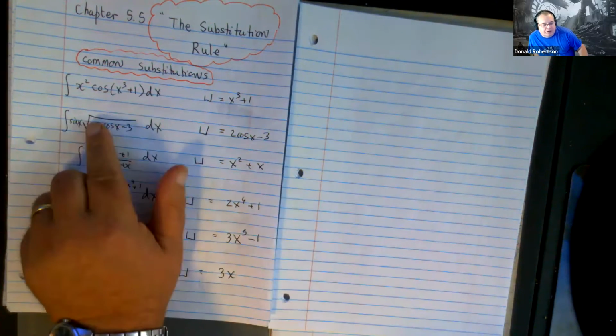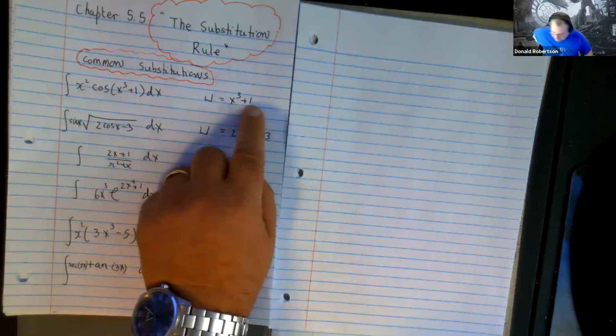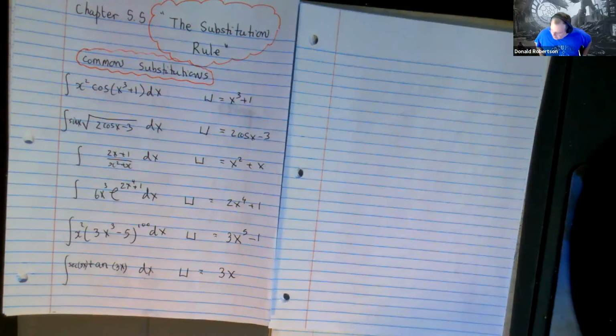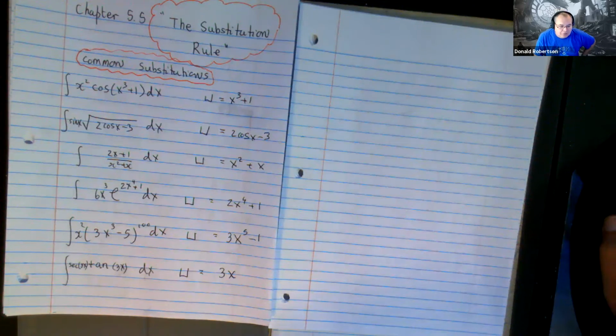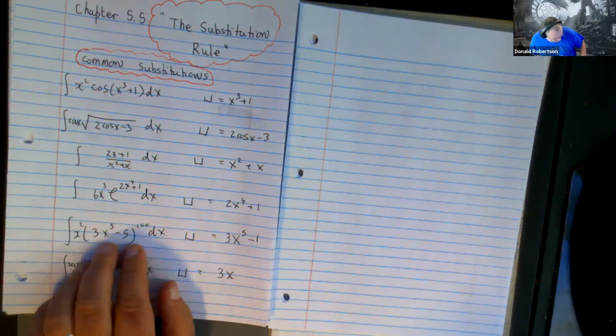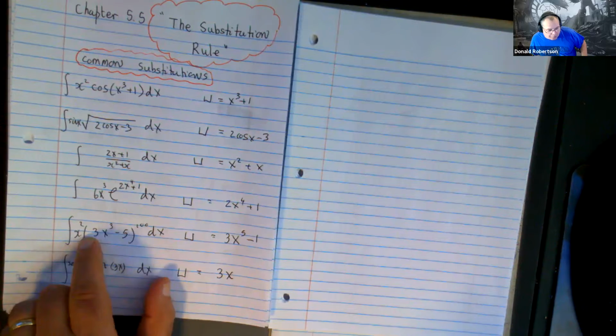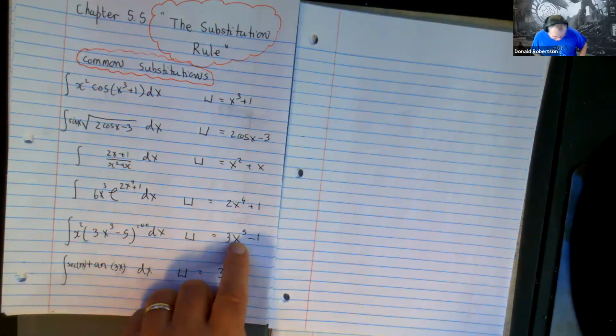So for instance, if you ever get an integral where it's a cosine of something ugly, x cubed plus 1 in this case, make x cubed plus 1 your u-sub. If you get an integral with the square root of something ugly, make the ugly thing your u-sub. If you get an integral of a basic fraction, typically the bottom is a good choice. If you have an integral where there's a bracket with a power like 50 or 100, whatever is inside the bracket is a good choice for your u-sub.